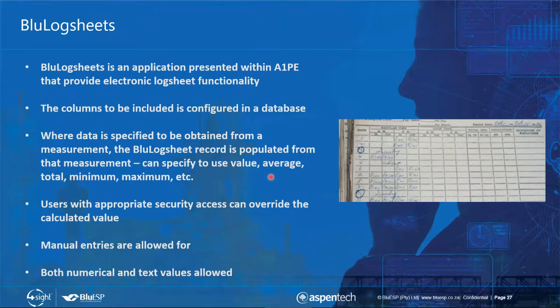And then users with appropriate security access will be able to override the calculated value. We might know that a specific flow meter is out by a certain percentage and it can be manually overridden. We also allow for manual entries if there is no measurement available, and both numerical values and text values are allowed. The text values can either be from a drop-down list or free text.